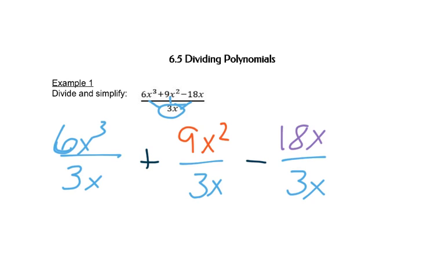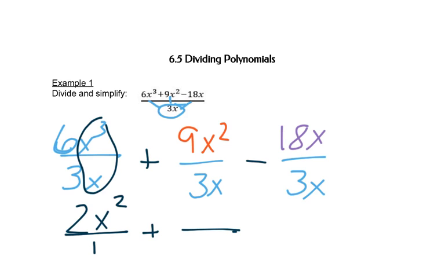So then we simplify each of these just like we did in the last section. Here, 6 divided by 3 is 2. This means I have 3 x's on the top, 1 on the bottom. That gives me 2 extra x's on the top. It's over 1 if everything goes away. The bigger number was on top, so the 2 is on top.